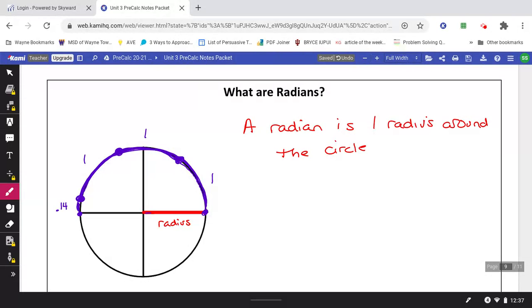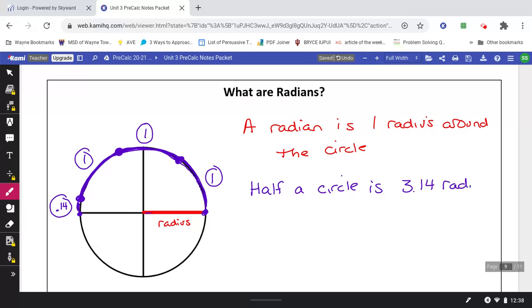So when I look around the entire half of the circle, I have 1, 2, 3.14. Half a circle is 3.14 radians. And you probably recognize the number 3.14. 3.14 you guys know as pi.